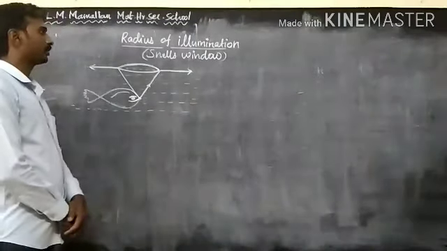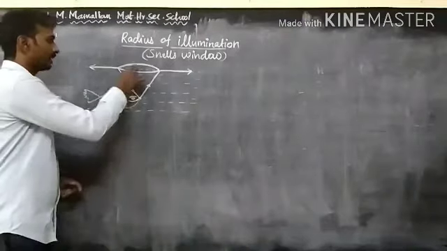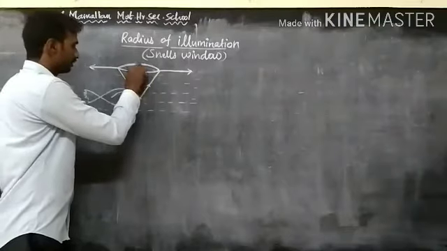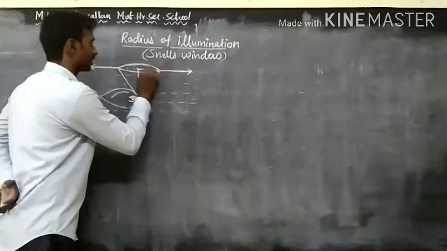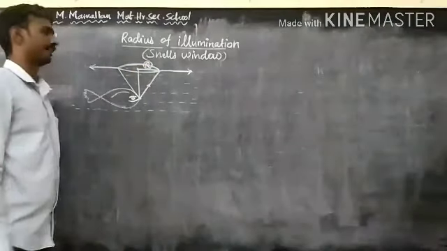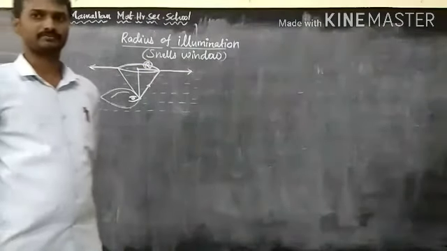Okay, now we are going to measure the radius of this Snell's window. It means we are going to measure the radius of the Snell's window, or the radius of illumination.